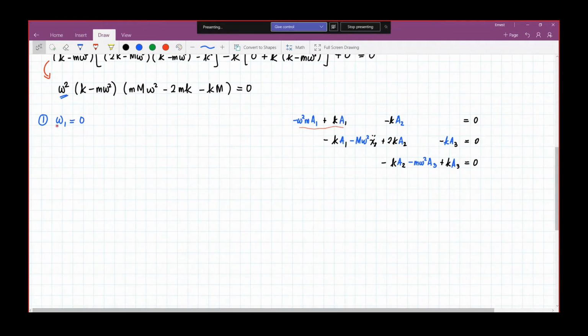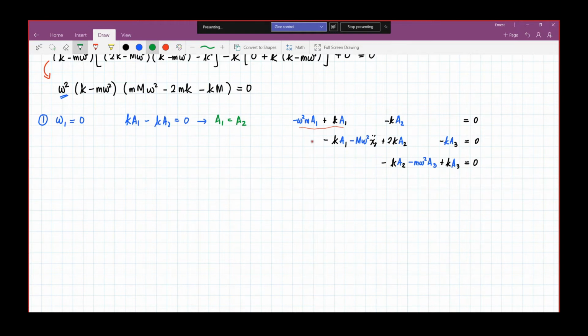Now, let's substitute omega 1 here. So this is 0, this is 0, and this is 0. Okay, so we end up with K A1 minus K A2 equals 0. So what does it mean? It means that A1 is equal to A2.